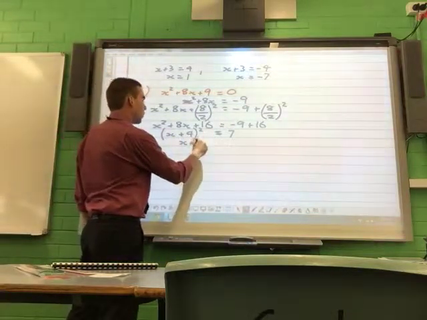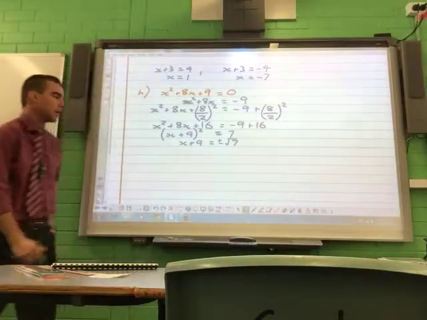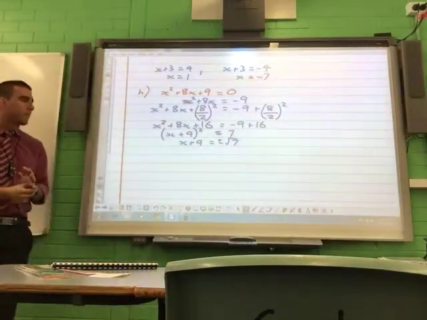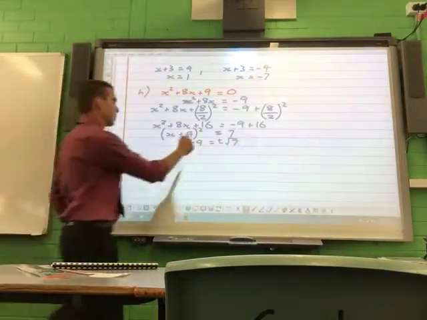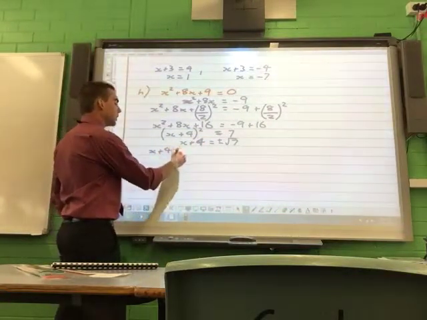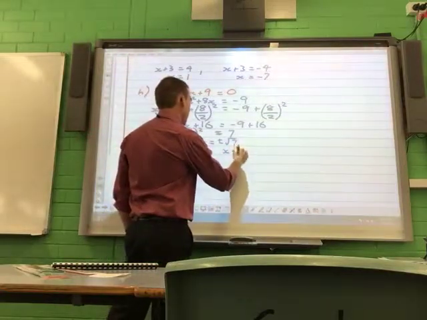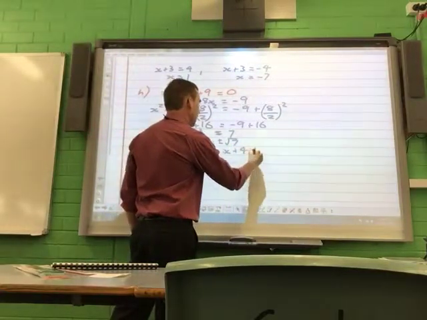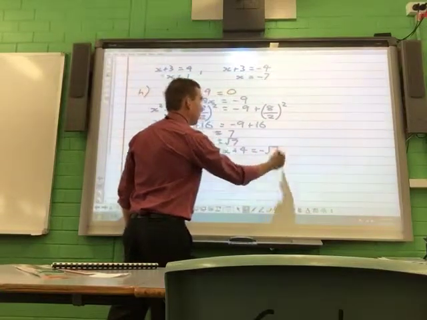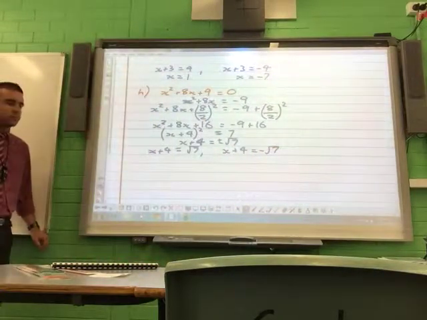So x plus 4 is going to be plus or minus root 7. Take the square root of both sides. So x plus 4 equals root 7. x plus 4 equals negative root 7. Quadratic, you have two solutions.